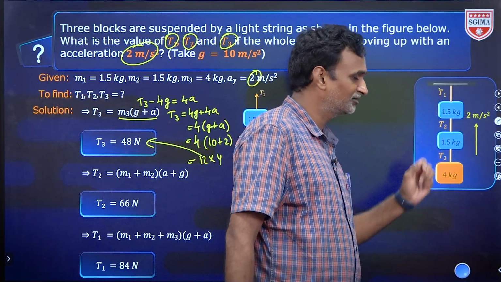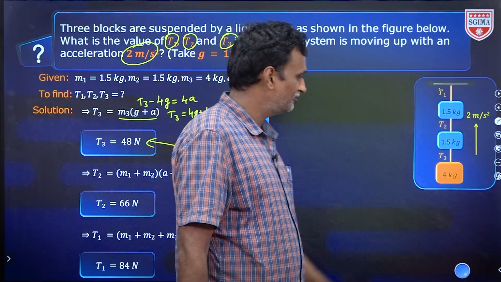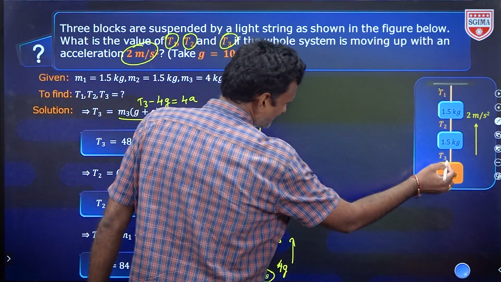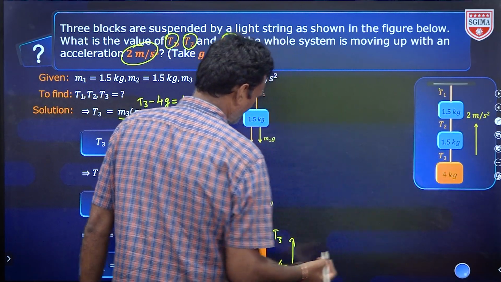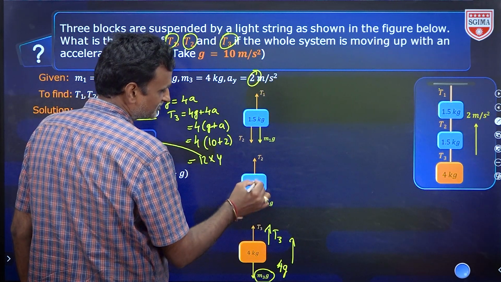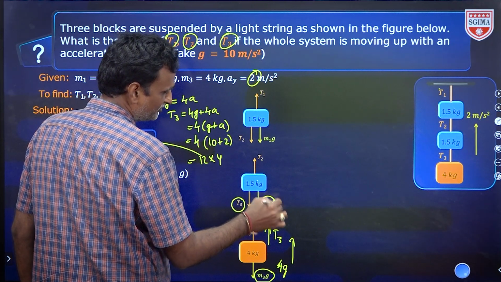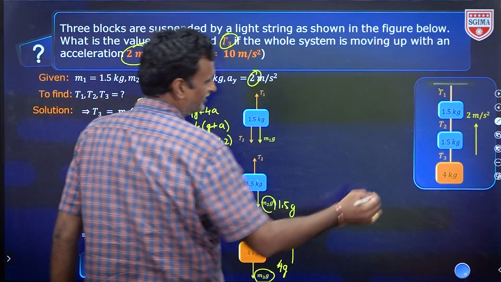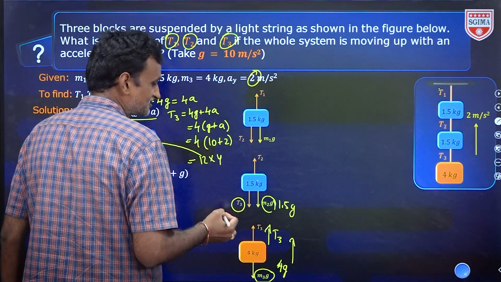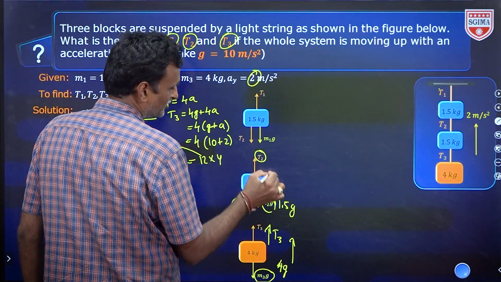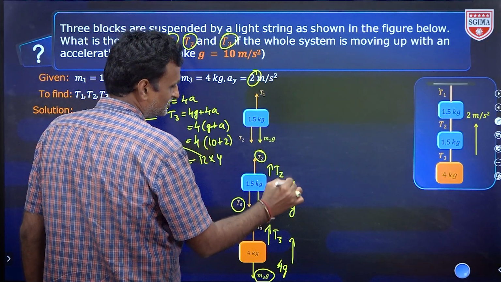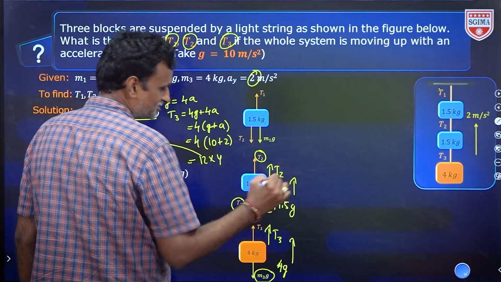This is the second block we can take. For the second block you might see a downward force, because it is connected to this one only. So T3 will act downward. Next is its weight, that is M2G, otherwise 1.5G. And here, this given string tension is T2. So upward T2. Since it is going upward only, we can take upward force minus downward force.